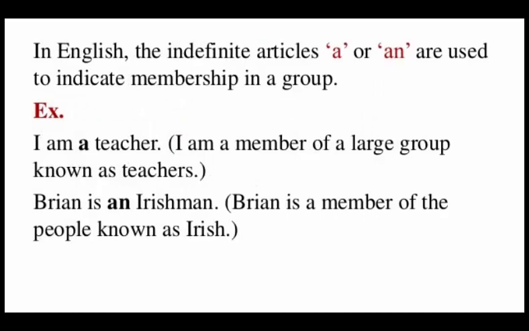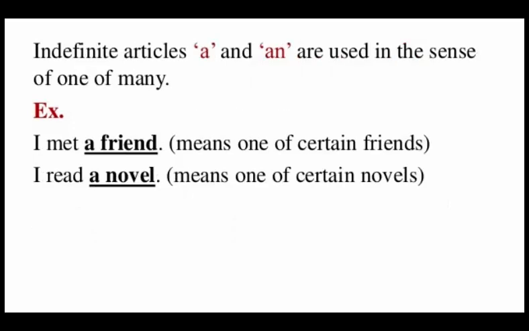Clear? In English, the indefinite articles a and an are used to indicate membership in a group. So I am a teacher means I am a member of the large group known as teachers. Similarly, Varian is an Irishman, a member of the people known as Irish. Indefinite articles a and an are used in the sense of one of many. For example, I met a friend means I have many friends, but I met only one. I read a novel means one of the certain novels, right?